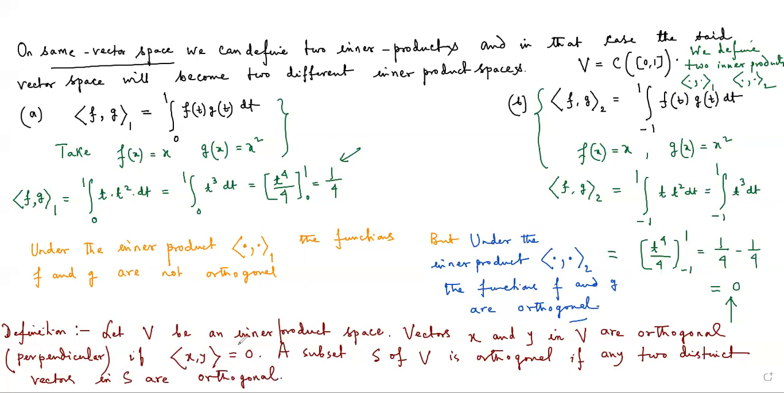Why is this orthogonality so important? Let me talk about it very briefly. Probably you have heard about Heisenberg's uncertainty principle in quantum mechanics. What does this principle say?